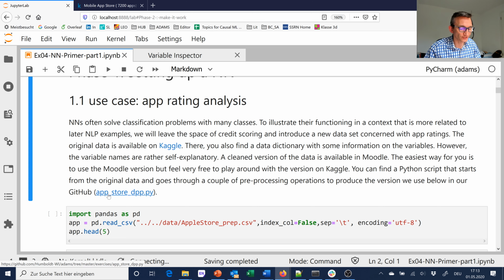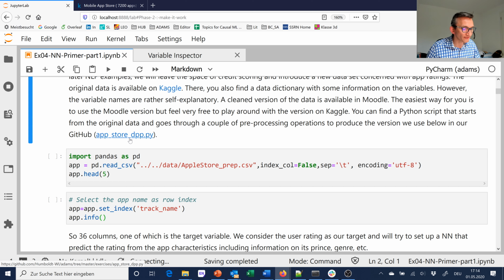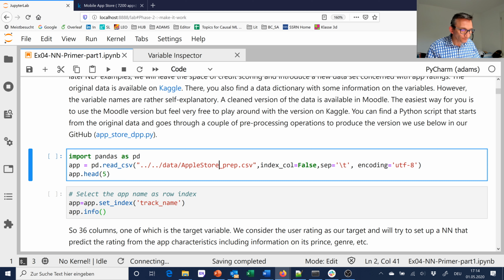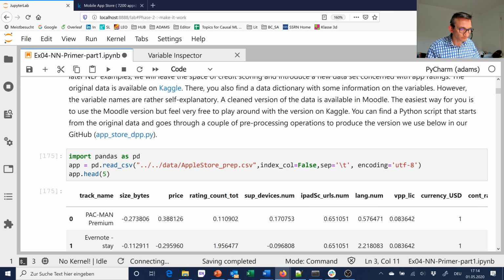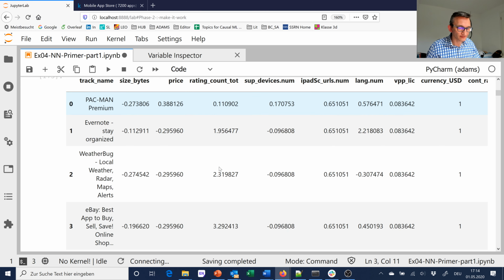So, but if you want to follow the data prep steps that I implemented, have a look at this script. Otherwise, if you want to jump straight into the tutorial, you can download the prepared dataset, which is Apple Store _ prep, from Moodle. I'm loading that here, and here's a little overview.